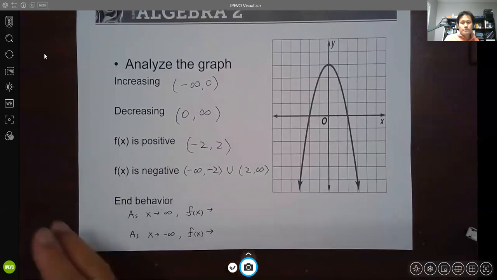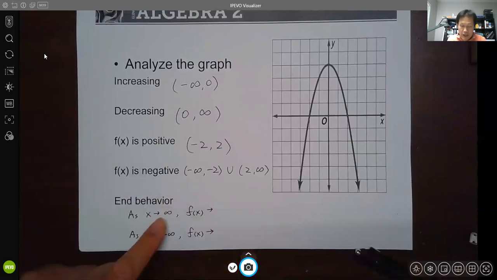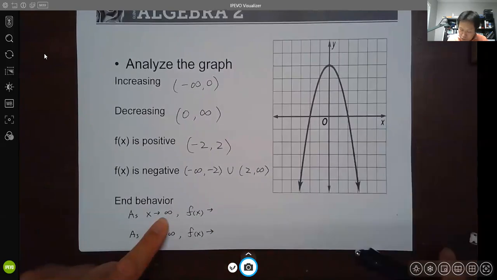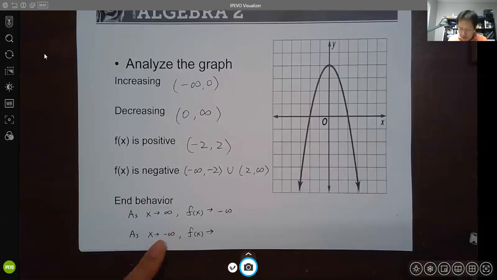Pause the video. You try this, please. Okay, as you go to the right, what happens to the y? It goes down, decreases, meaning it goes toward minus infinity. As you go to the left, what happens to the y? Decreases. That's the final answer.